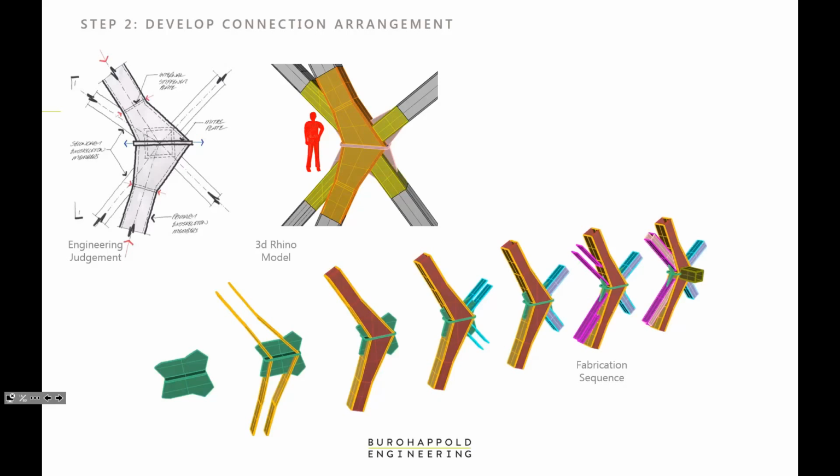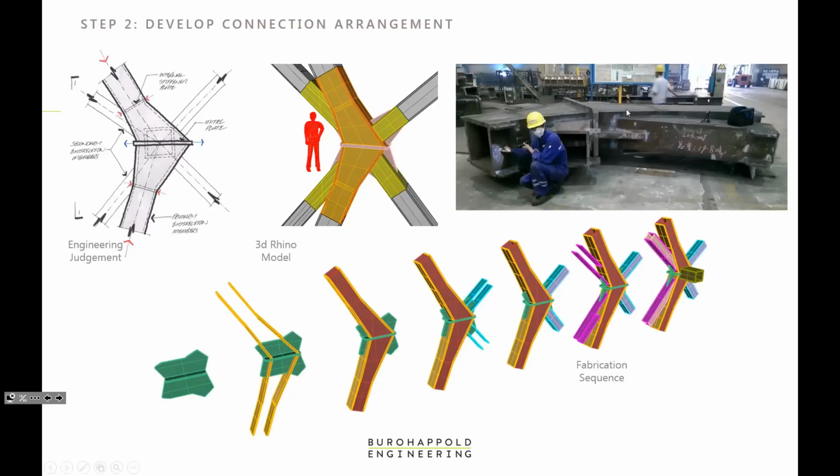So the next thing we had to do was a step-by-step, plate-by-plate fabrication sequence to prove to ourselves that this could actually be made. No point doing it if the fabricator's going to say, I can't actually put this together. It's not possible. And as you can see, this particular one is very, very big.